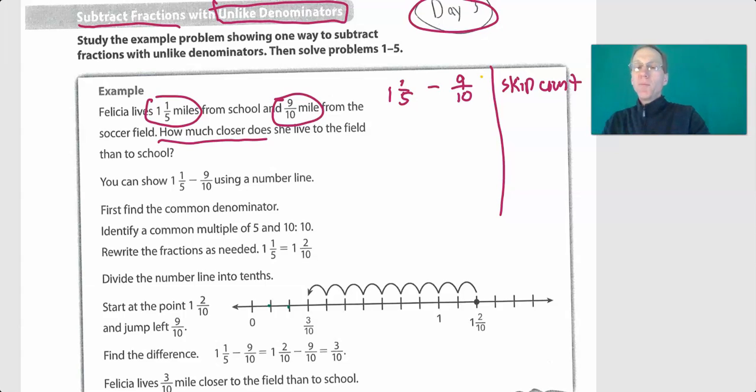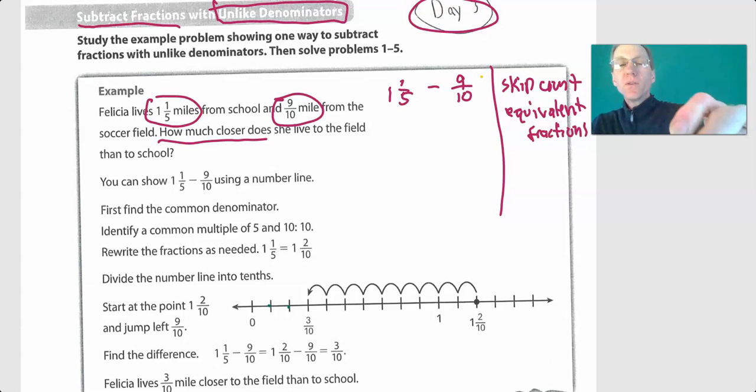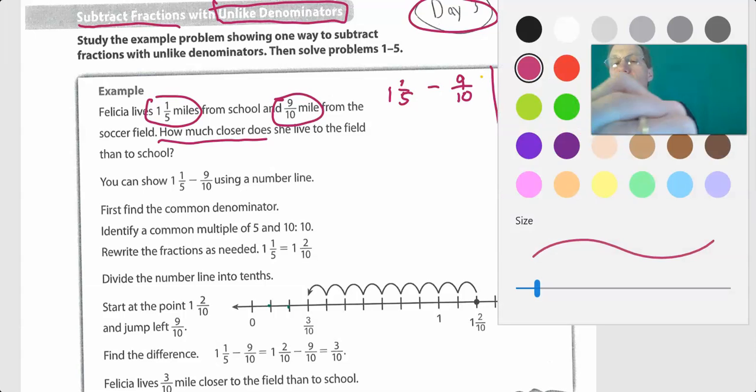Skip count the denominators, because that's like taking a pizza and cutting a pizza. Every time you cut a pizza, you are doubling, tripling, and quadrupling the number of pieces. So you skip count, and then you find the equivalent fraction, just renaming the fractions so that they have the same denominator. That's all that's going on. So first thing we're going to do is just skip count.